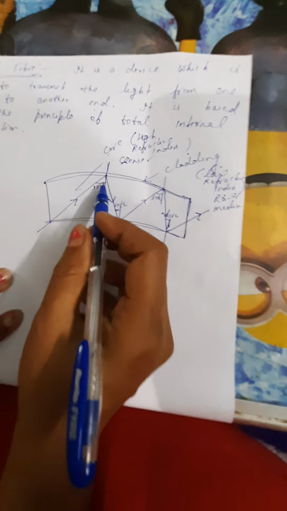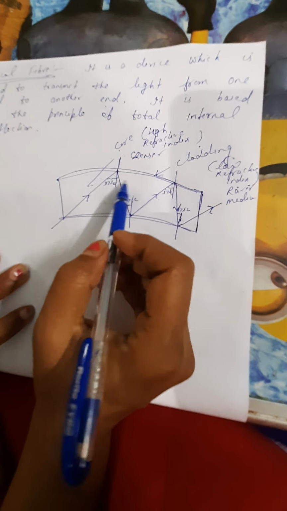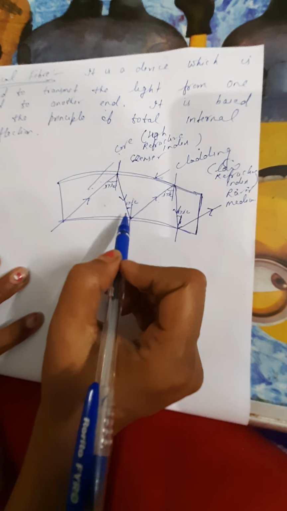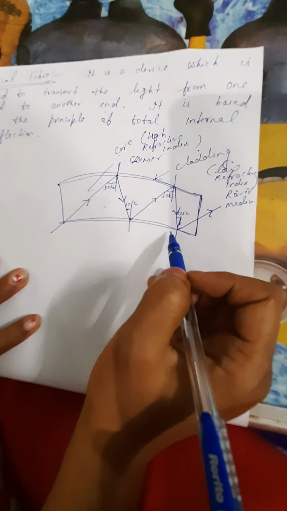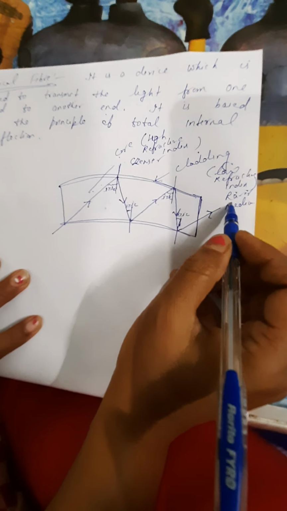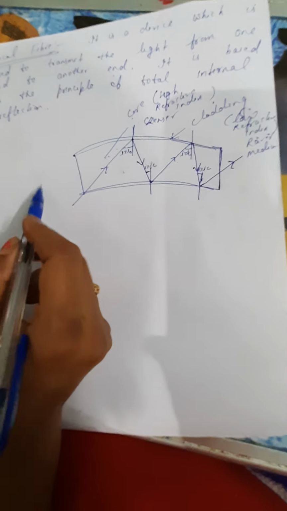ठीक है, लाइट यहाँ से एंटर करेगी, इस फाइबर में टोटल इंटरनल रिफ्लेक्शन सफ़र करेगी, और अल्टीमेटली लास्ट में लाइट अदर एंड से बाहर आएगी। क्लियर? So see here what we have done in the diagram.